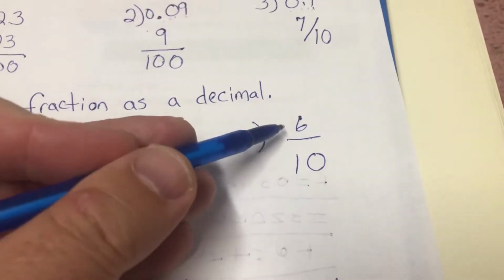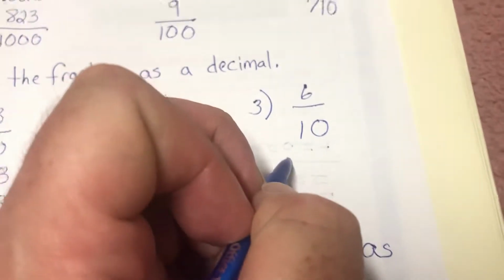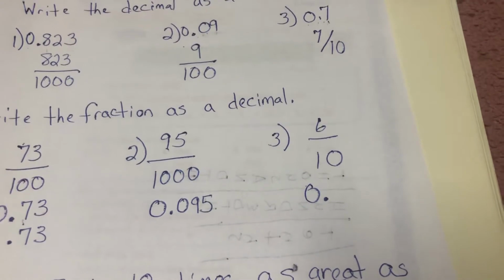Last one in this section, 6 tenths. 6 over 10 is 6 tenths. Okay, so once again, it's 0 and 6 tenths. So 0 and, okay?